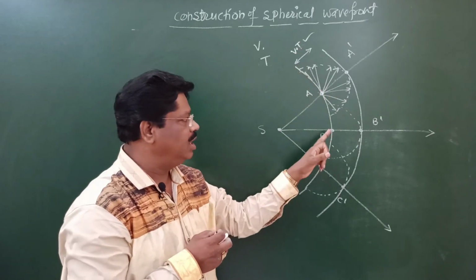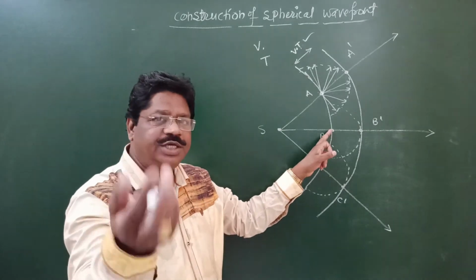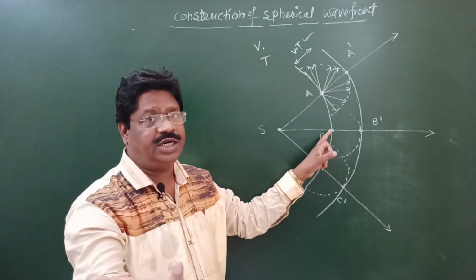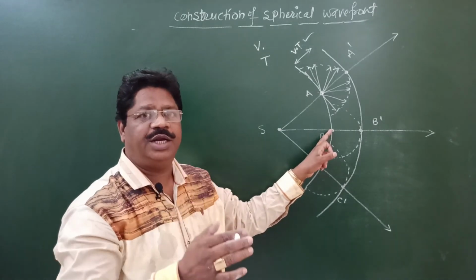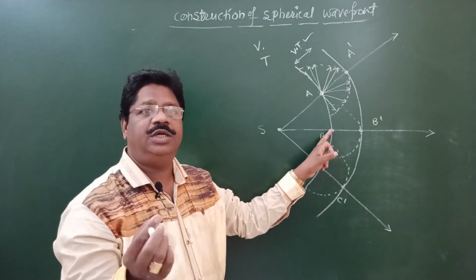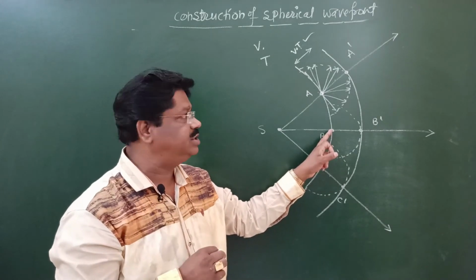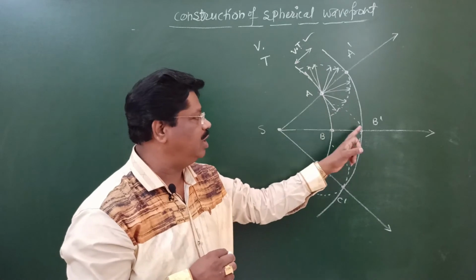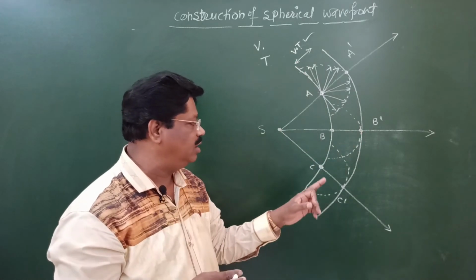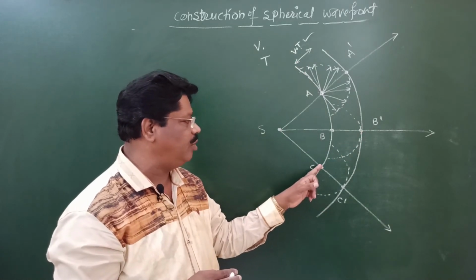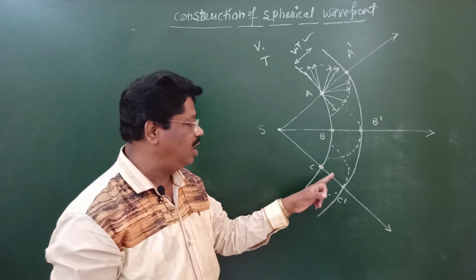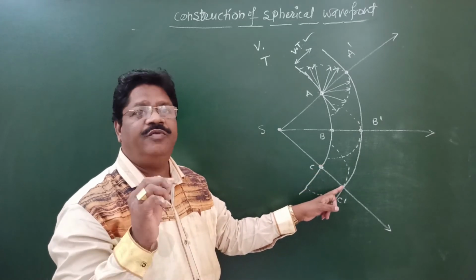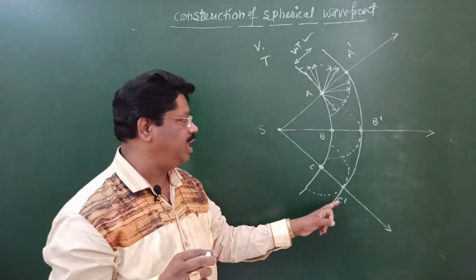From this point B, again a secondary source of light, it emits the secondary waves or wavelets in the forward direction, and all these waves in time t cover a distance v into t in the forward direction. In a similar manner, the waves emitted from the secondary source C again cover a distance v into t in the forward direction.